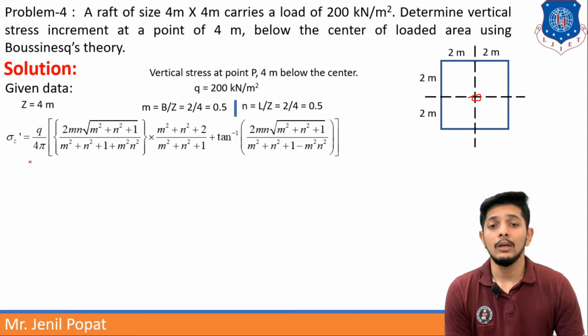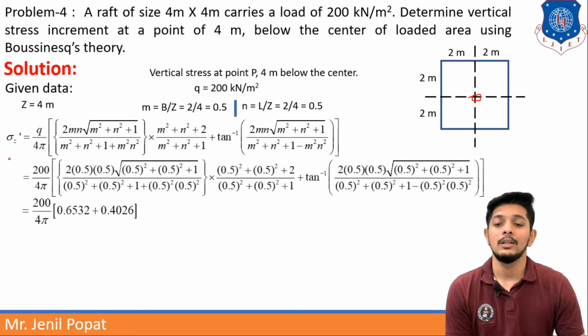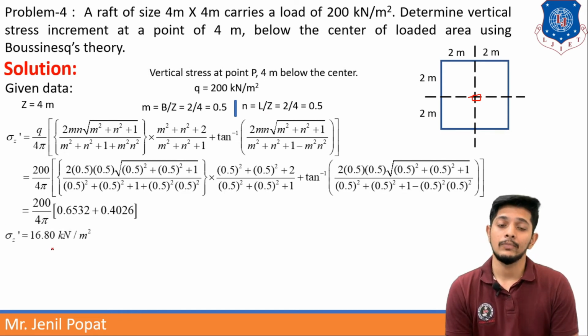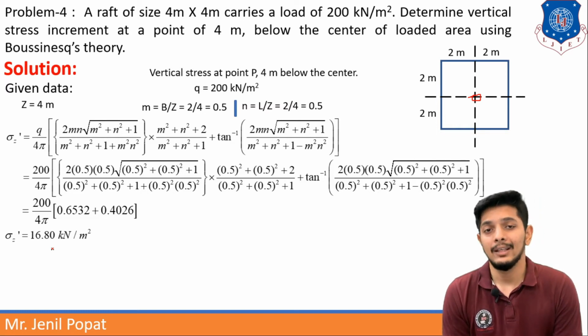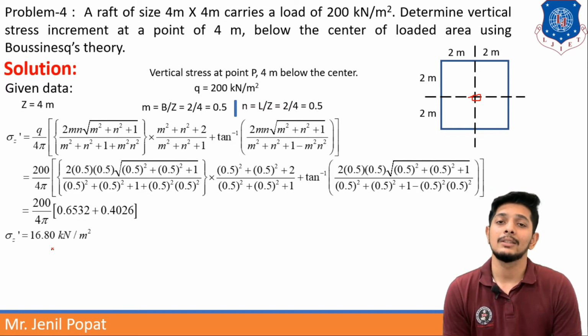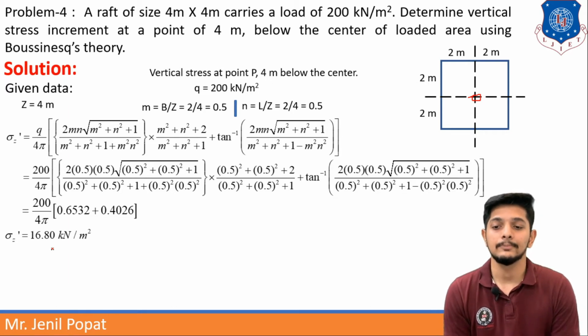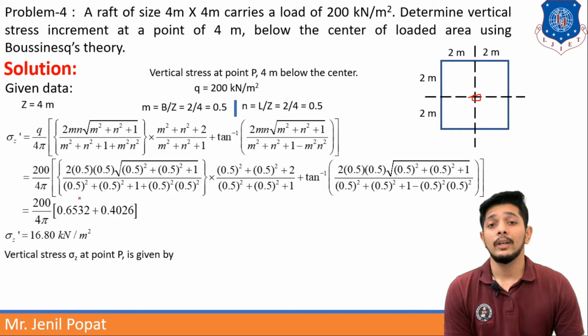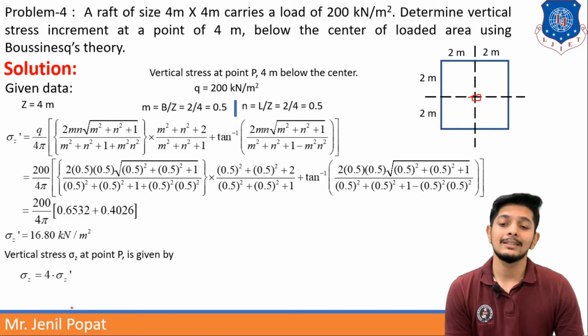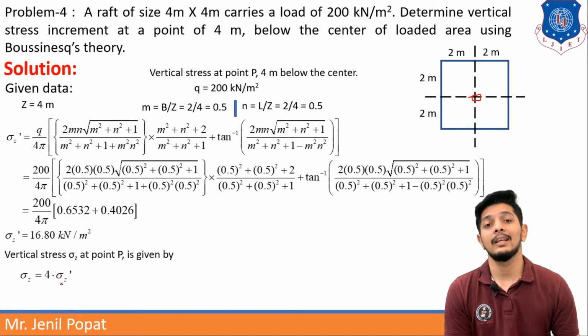Putting the formula from there for rectangular loading, I am getting sigma Z dash value as 16.80 kilonewton per meter square. In this formula we have put M, N and Q value only. There is very simple mathematics, but it is too long, so I am not again and again repeating that. So sigma Z dash value, that is 16.80 kilonewton per meter square. Now let us find out vertical stress sigma Z at point P, which is given by sigma Z is equal to 4 into sigma Z dash.